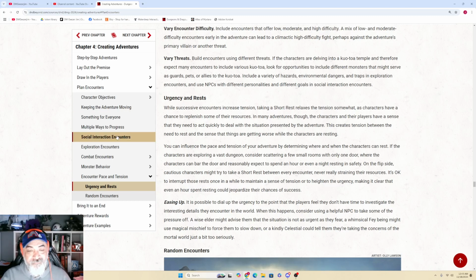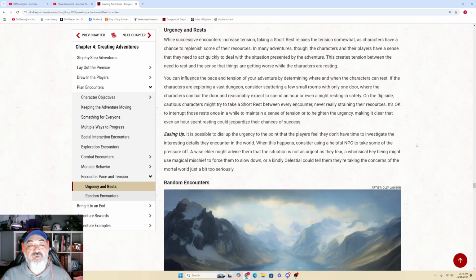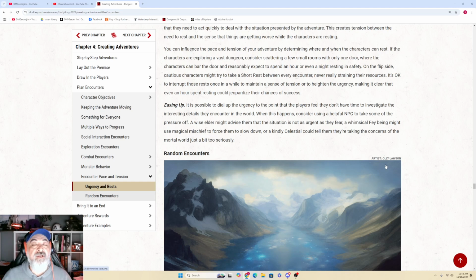Easing up. It is possible to dial up the urgency to the point the players feel they don't have time to investigate the interesting details they encounter in the world. When this happens, consider using a helpful NPC to take some of the pressure off. A wise elder might advise them that the situation is not as urgent as they fear. A whimsical fae being might use magical mischief to force them to slow down. Or a kindly celestial could tell them that they're taking the concerns of the mortal world just a bit too seriously.